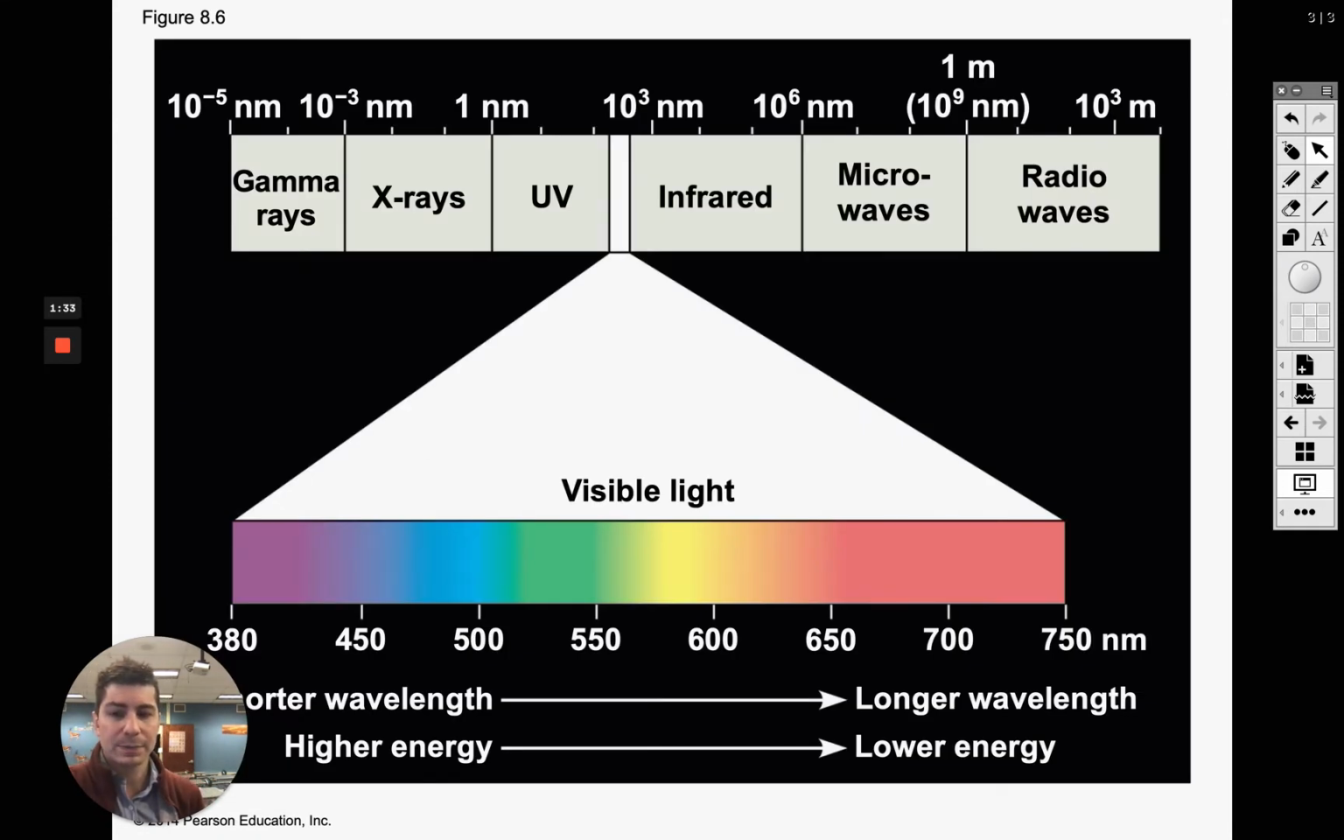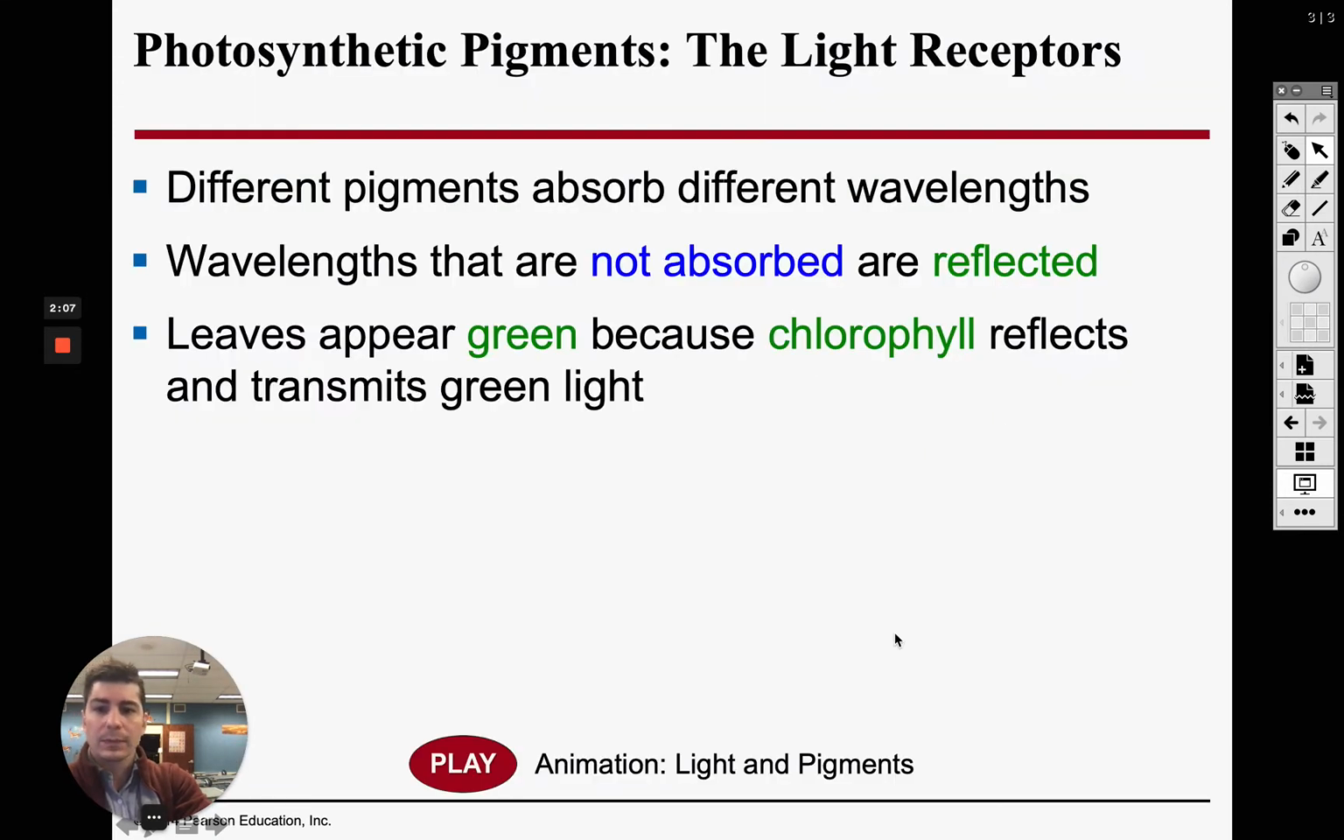Here is our visible light spectrum, and we have the wavelengths down below. Now, if it is a shorter wavelength, which is not a whole lot of distance between our crests, we are going to have a higher energy. So purple, blue going to green, these are going to be our high energy colors. On the other side, we're going to have a longer wavelength. So the reds and oranges are going to have lower energy on our visible light spectrum. Okay.